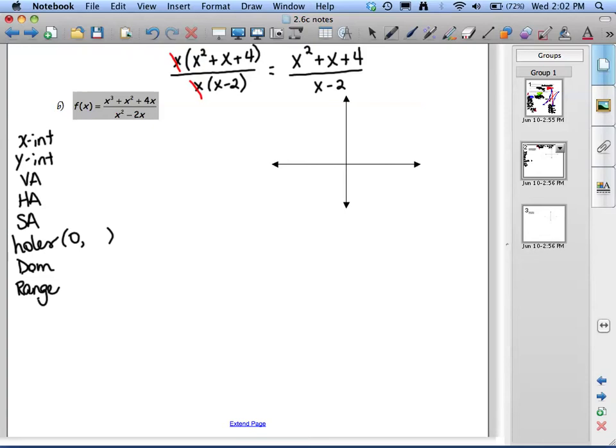How do I then find out what the value of that hole is? I need to plug that value in everywhere there's an x. Good. It would end up being 0 squared plus 0 plus 4 over 0 minus 2. So you would actually write it 0, negative 2 is going to be a hole. So the hole is always the x. The number is the x coordinate, then you have to find the y coordinate. Because we wouldn't write this, we would write it in simplified form.